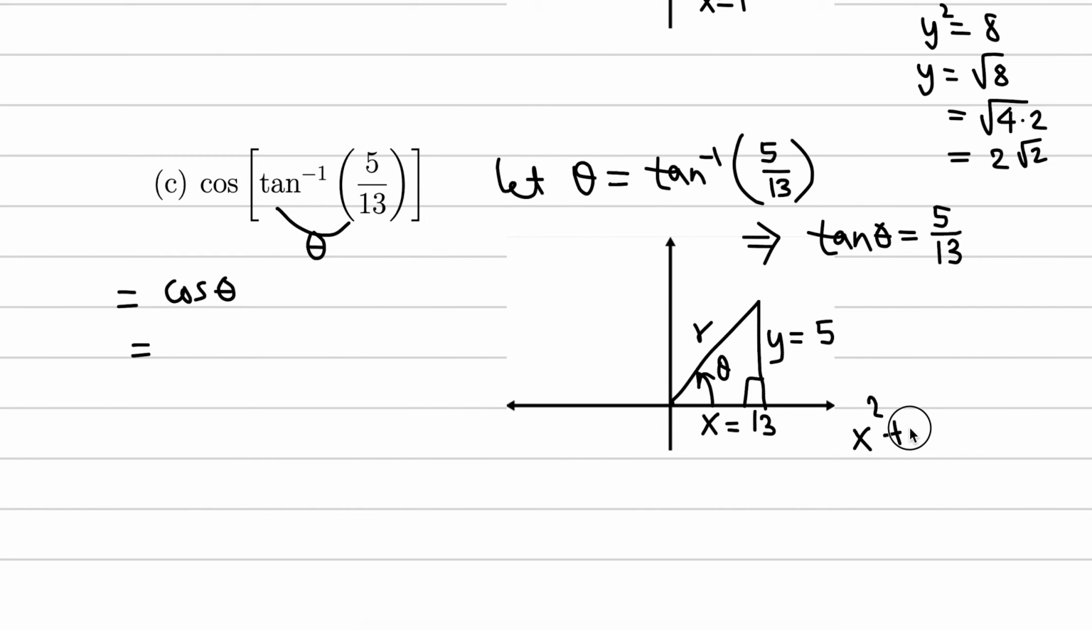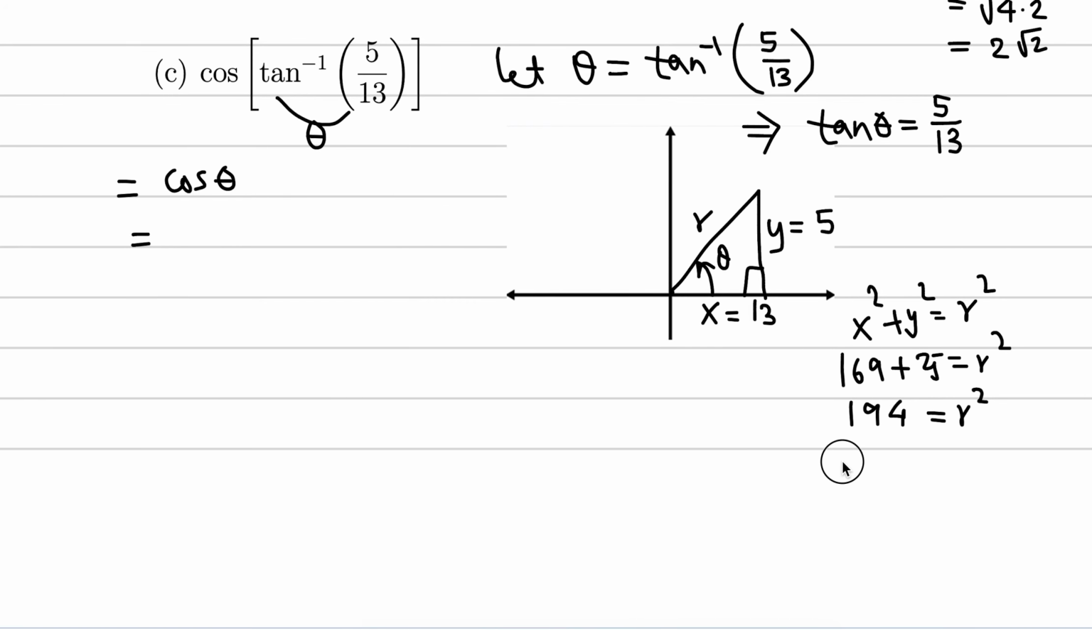x squared plus y squared equals r squared. This is 13 squared plus 5 squared equals r squared. 169 plus 25 is 194, equals r squared. Take square root of both sides. So r is square root of 194.